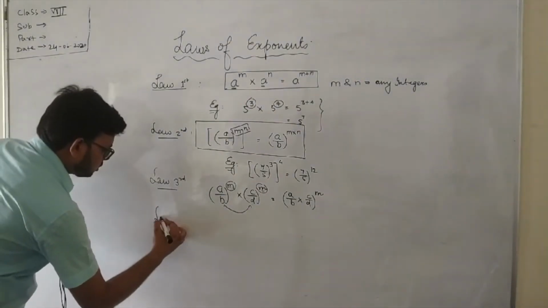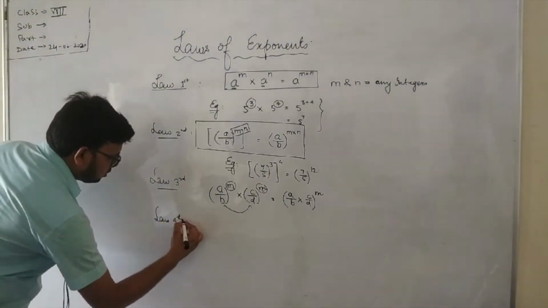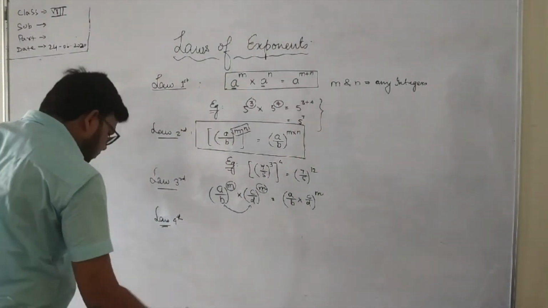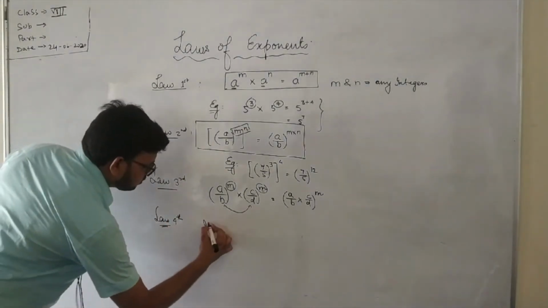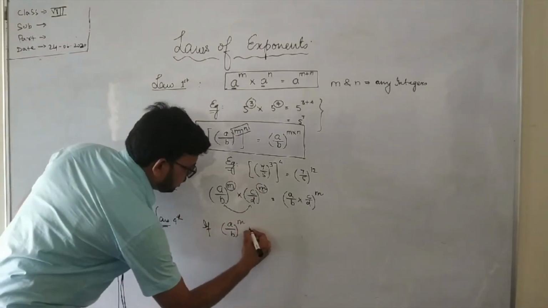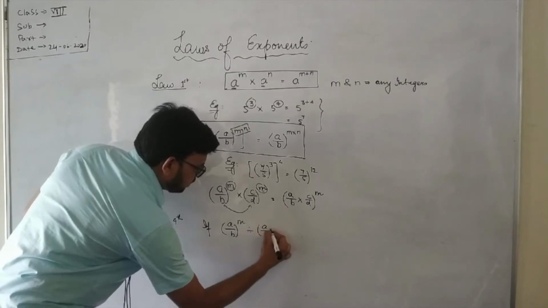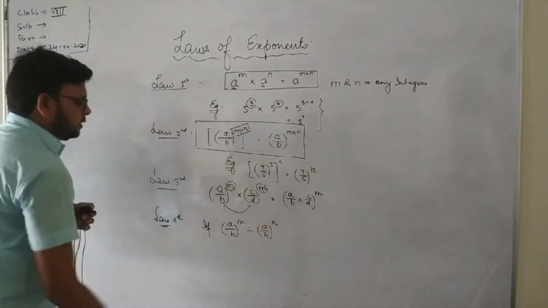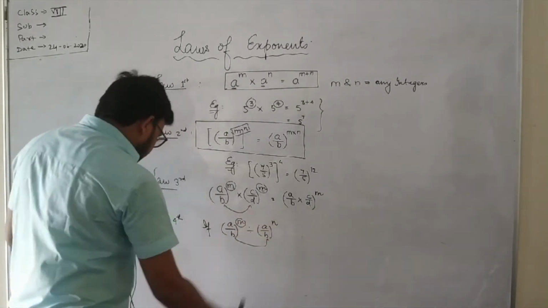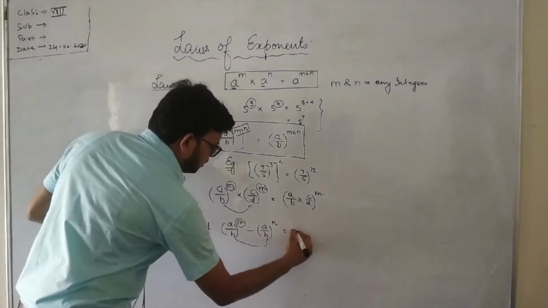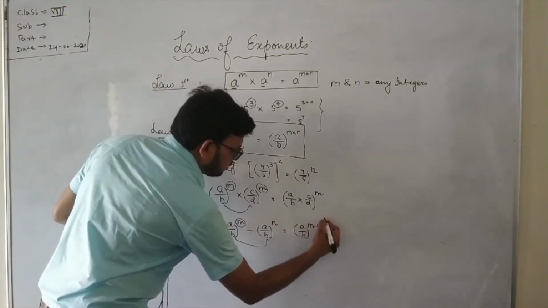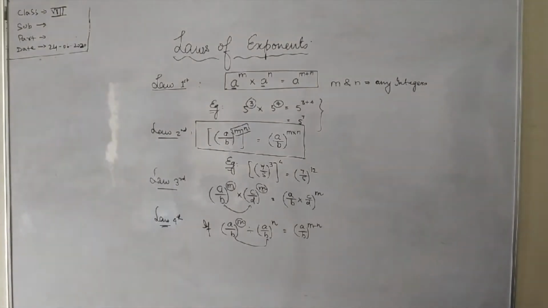Now the fourth one. If (a by b to the power m) divided by (a by b to the power n), if the bases are the same and there is a division sign between them, then we can subtract the powers, m minus n.